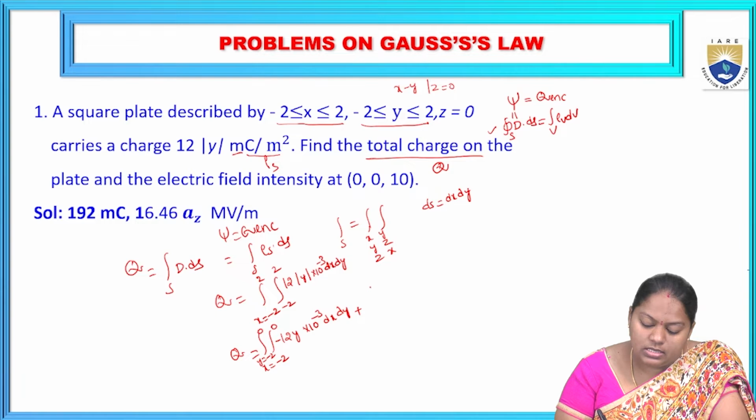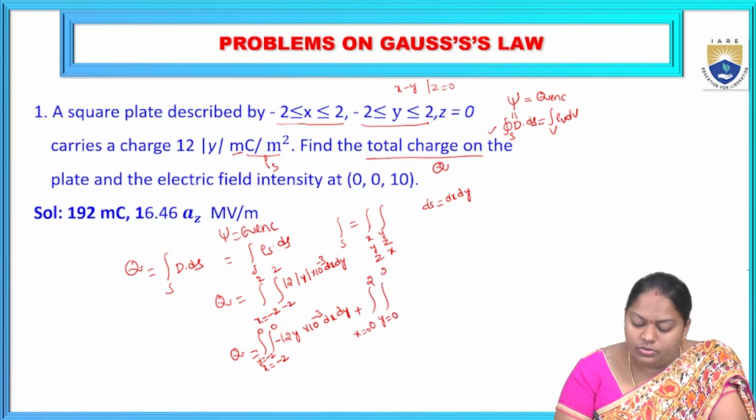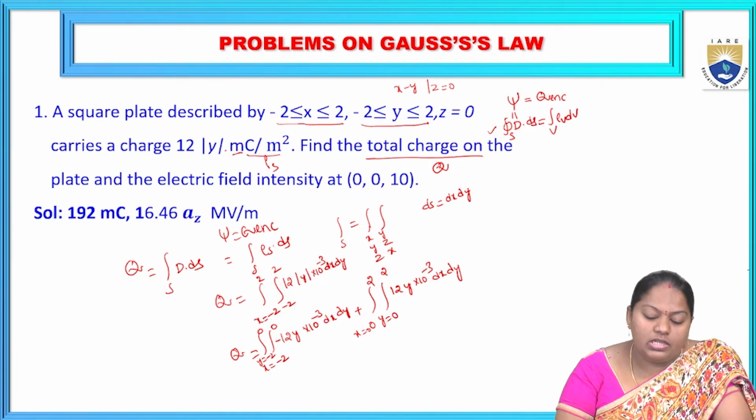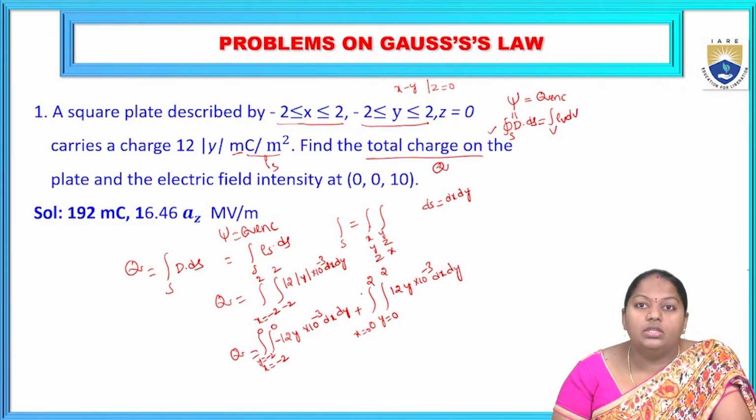Then plus integral 0 to 2. Then the integral means x is equal to and y equal to 0 to 2, of 12 y into 10 power minus 3 dx dy. Right? So here 12 into modulus of y is given, where this modulus of y value is split for the negative values ranging from -2 to 0, and for the positive values it is ranging from 0 to 2.